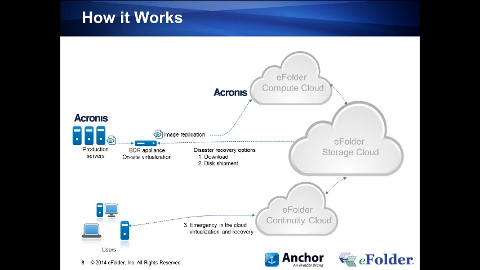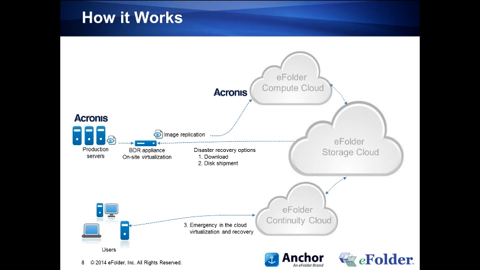Now, of course, you want to get that data off-site so that your client has the protection of the cloud when and if any sort of outage occurs on-site, where it's the complete loss of the location. And so the Acronis software has built-in replication capabilities, and you can configure it so that you are replicating the data not only to the local BDR appliance, but to the eFolder cloud. And so what eFolder does is we run the Acronis software in our cloud environment, in our compute cloud, which is logically attached to our storage cloud.